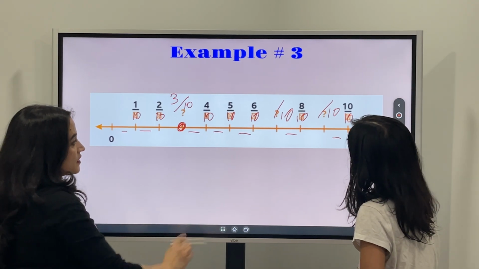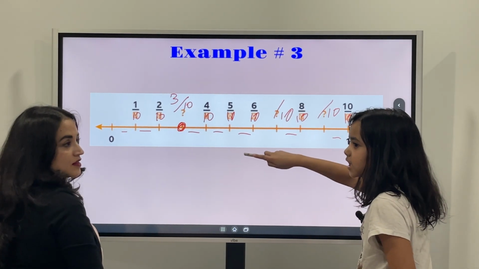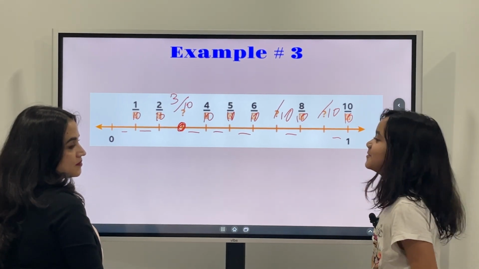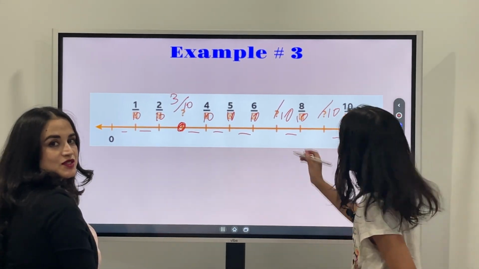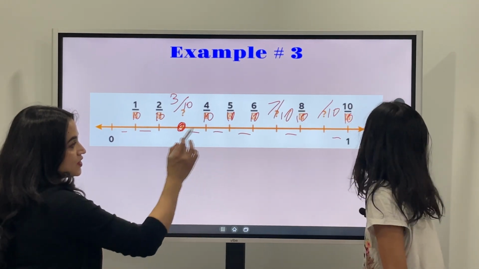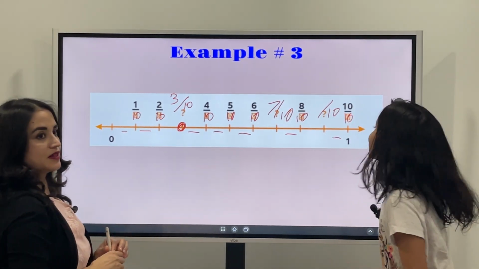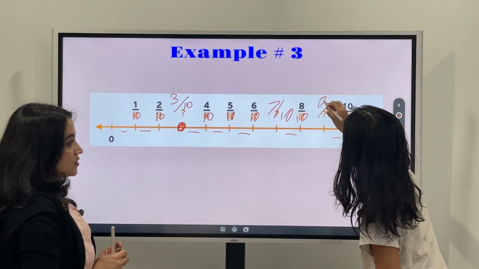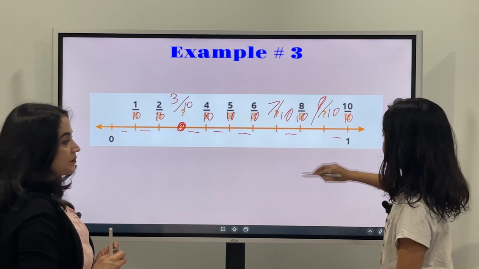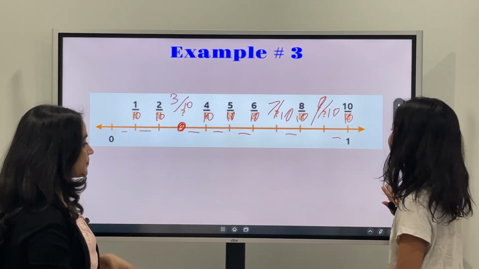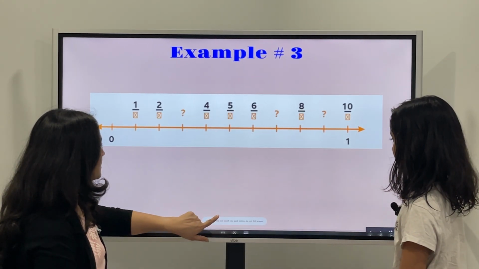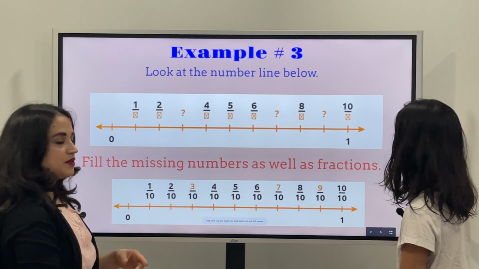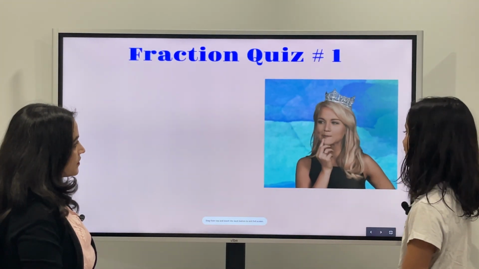Since this is a 6 and then 8, it should be 7. Okay, so 7 out of 10. And that will be 9, so the fraction will be 9 by 10. So let's see if we are correct. There you go. 3, 7, 9, 10.